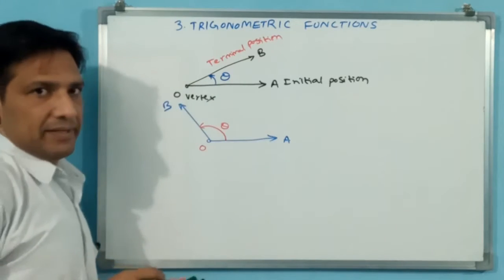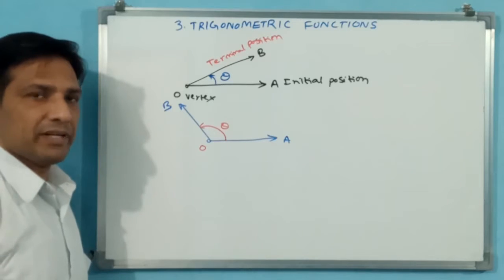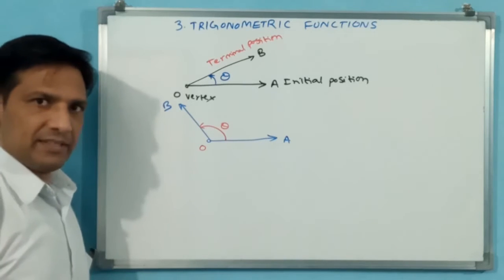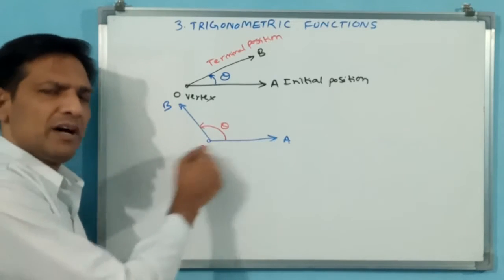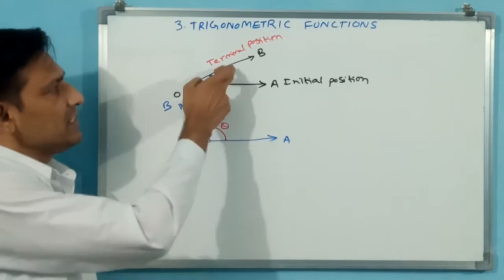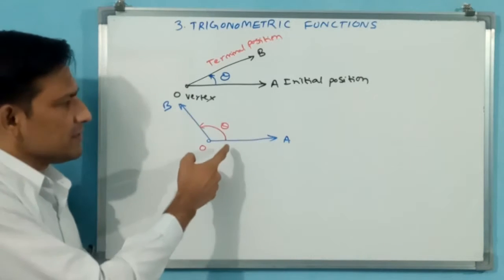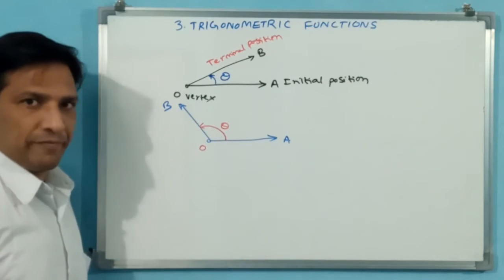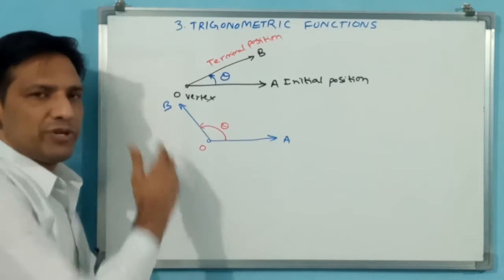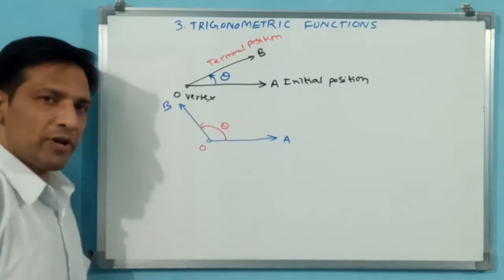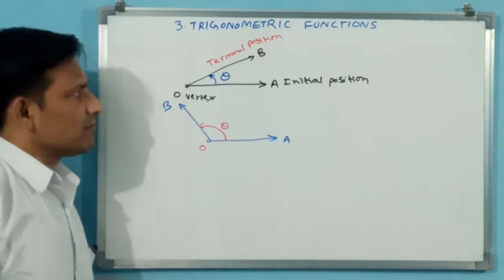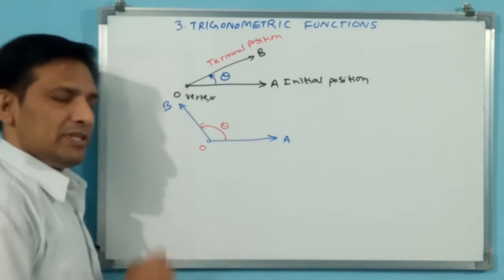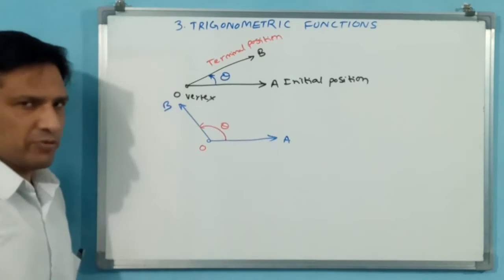See the second figure. Here also we have rotated. Earlier it was OA, next OB. But compared to the first figure, the angle in this figure is more. That means it has taken more rotation. Theta is more here. If you observe, OB has been rotated in the same direction.